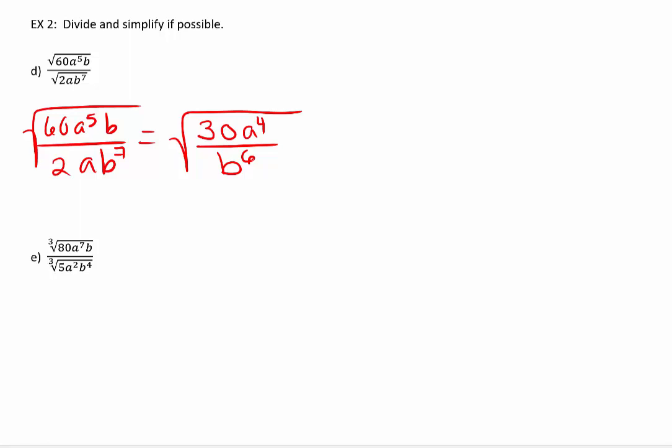30 is not divisible by 4, or 9, or 16, or 25, but a to the 4th and b to the 6th are perfect squares. Those are going to come outside of the radical. Notice when I pull my perfect squares out, if something was in the denominator, it stays in the denominator. So the b to the 3rd, which is the square root of b to the 6th, is in the denominator. Everything else is in the numerator.